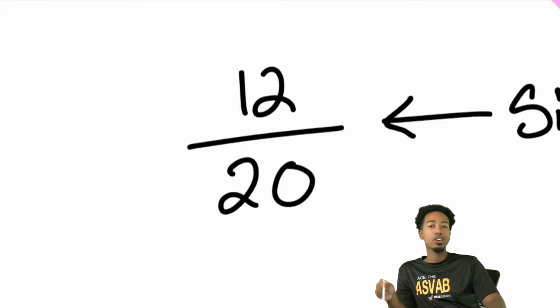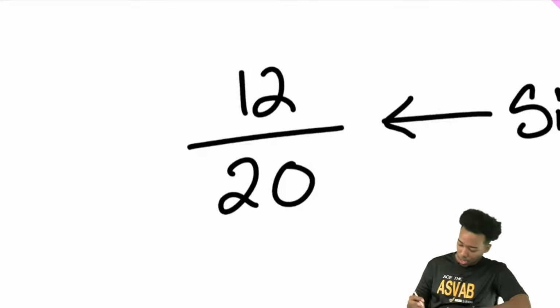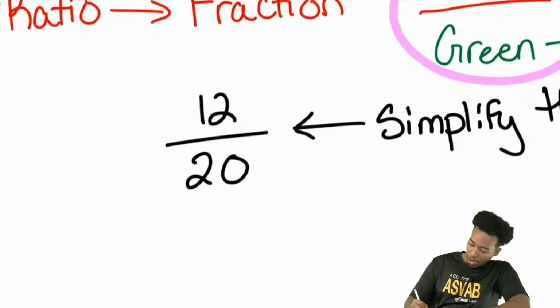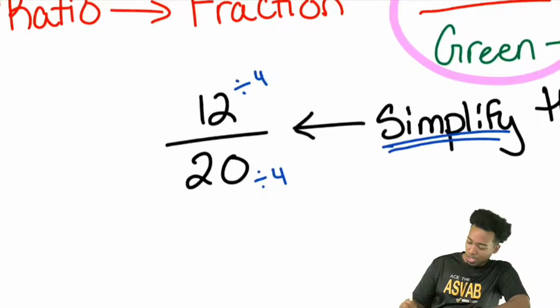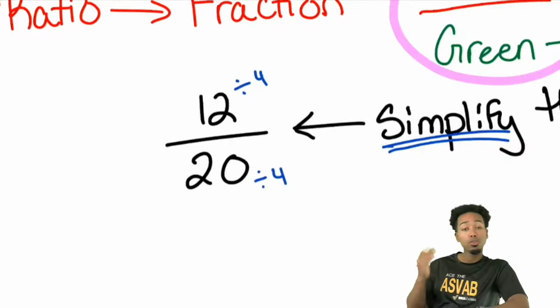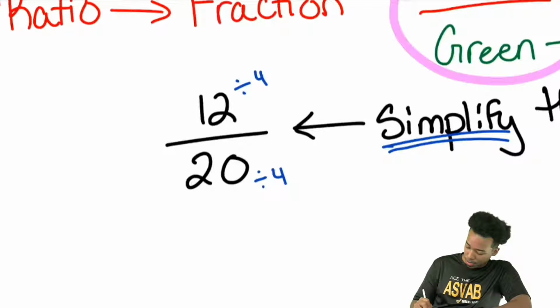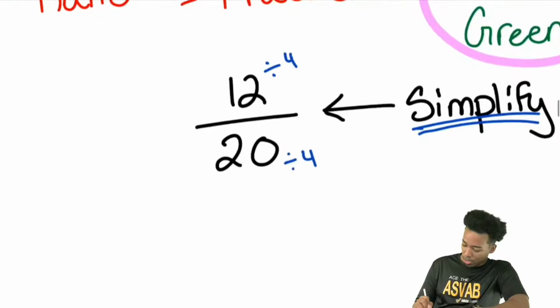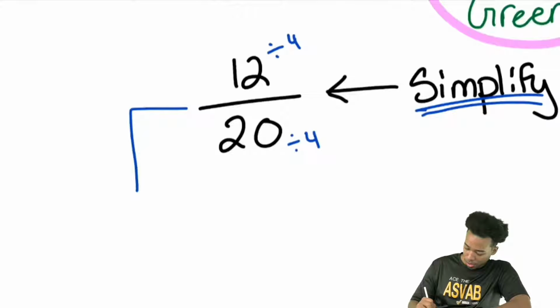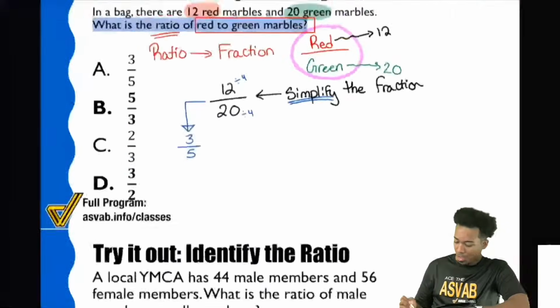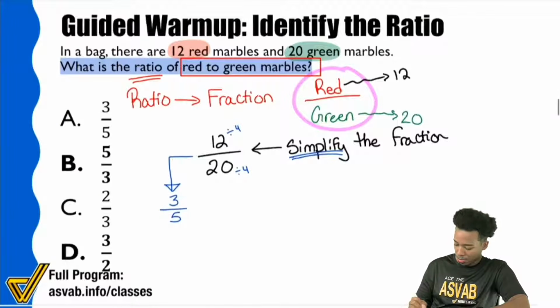What's the biggest number that can go into 12 and 20? Jessica, that's what's up. 4, exactly. There we go. And so what we'll do here is we'll say, hey, I can divide the top by 4 and the bottom by 4. That's what simplifying looks like. And so 12 divided by 4 is 3. And 20 divided by 4 is 5. And that would be our correct answer. That would be it right there.